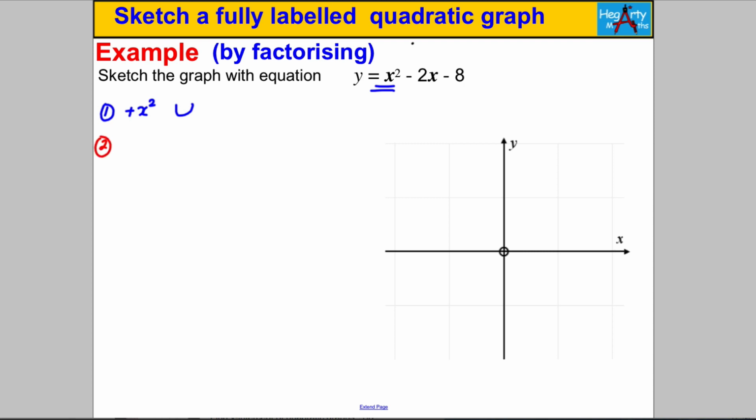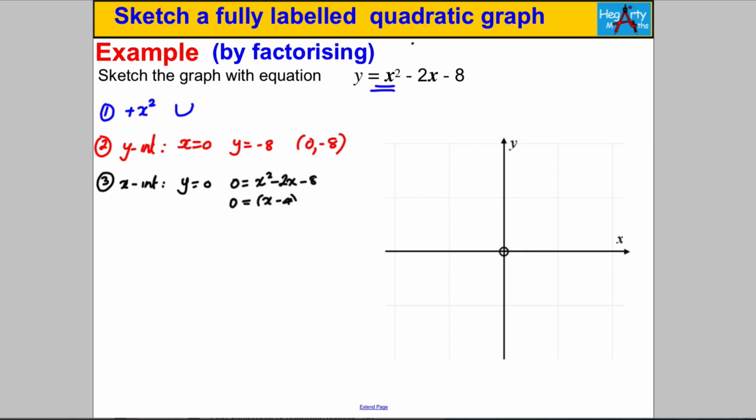Now the second thing, we are going to find the y-intercept, aren't we? And the y-intercept we find by making x equals 0 in our equation. If x is 0, then clearly y is negative 8, so we know the y-intercept is at (0, -8). The next thing we're going to go for is the x-intercepts. We find that by making y equals 0, and we're going to solve 0 = x² - 2x - 8. We try and solve that by factorising, and we get (x - 4)(x + 2) = 0, and therefore we get two solutions, x is positive 4 or x is negative 2. So therefore the x-intercepts are at (4, 0) and (-2, 0), and we're done.